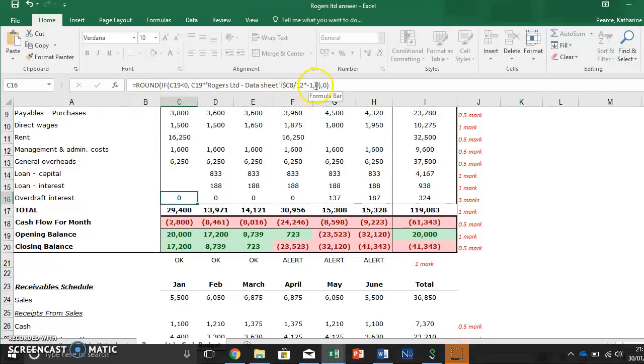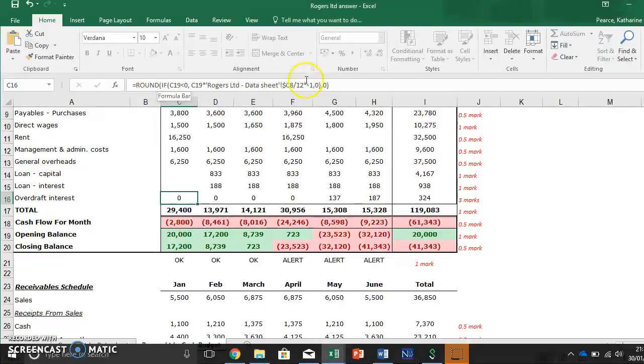However, comma, if that test is not true, so if C19 is not less than 0, what I want Excel to put in is 0, which is what it's doing in these months here. So the first part of your if statement is the test, then you have a comma. The second part is what you want Excel to do if the test is true, then you have a comma. And the third part is what you want Excel to do if the test is false. And we have brackets around that.